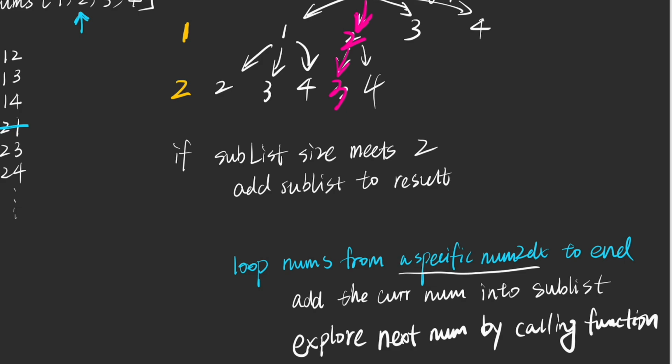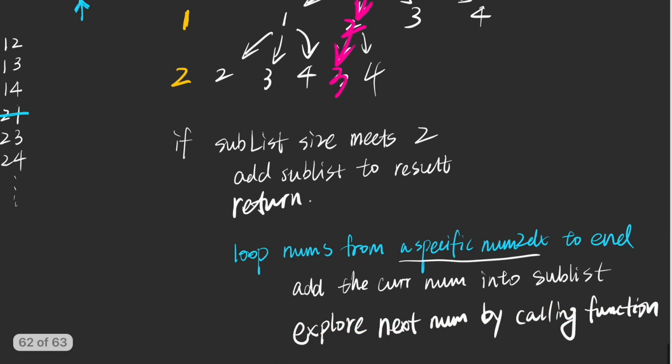So now we continue to explore, having the number 3 here, right? When we are adding the 3, we will go back to this function again. We found that the sublist size already met 2. We can add this sublist to result. And after we're doing this, we can just return, right? So we will come out from this calling function and do the next step.